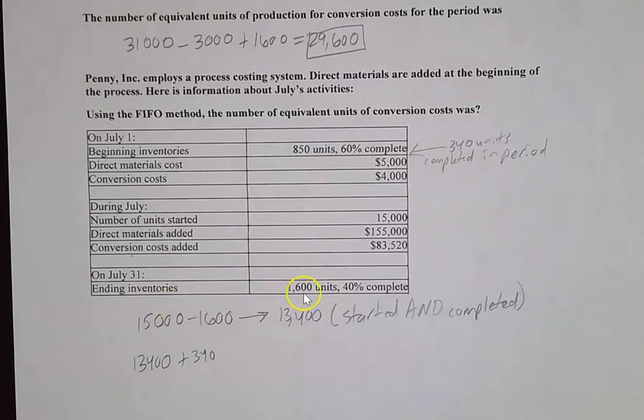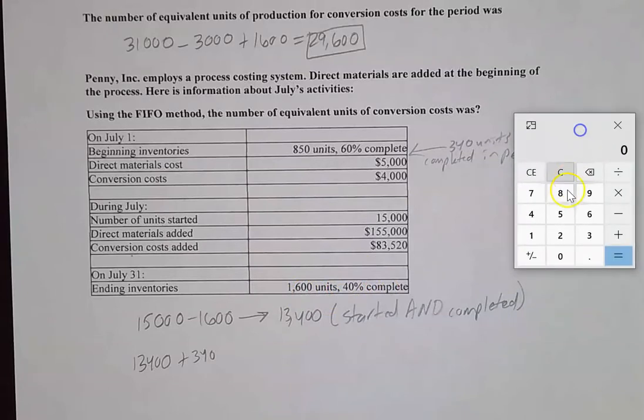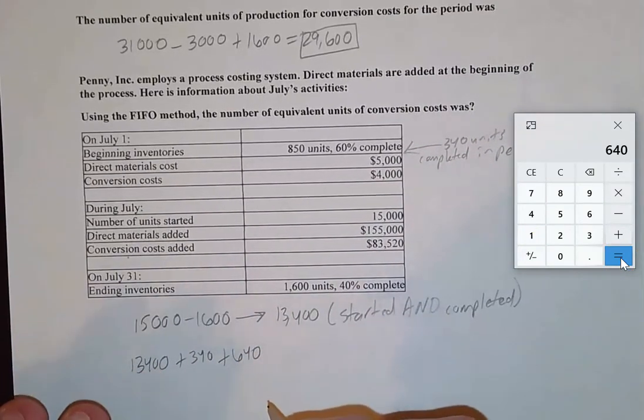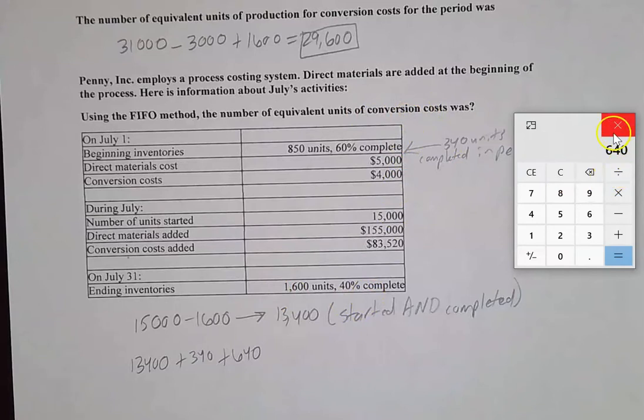We also have to account for this 1,600 units here that are 40% complete. So all we have to do here is take 1,600 and multiply by 0.4, and that's going to give us 640. Okay, so we're saying that 1,600 units, 40% complete as to conversion cost, is equal to 640 full units as to conversion cost. 40% of 1,600 is 640. So we've already got our 640, so I'm going to add to that.